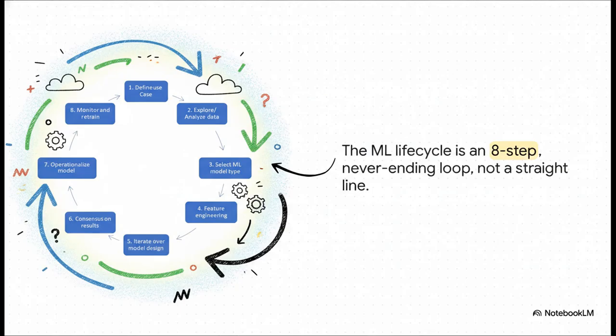Okay, so look at this. The first thing that probably jumps out at you is that this is not a straight line. Not at all. You start by defining a use case, you analyze the data, you pick a model, you engineer features, but then, once you finally get it deployed, you have to monitor it and retrain it, which throws you right back to the beginning. It's this continuous 8-step loop, and every single one of those steps is a place where things can go wrong.